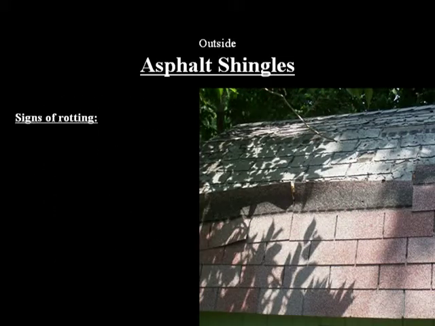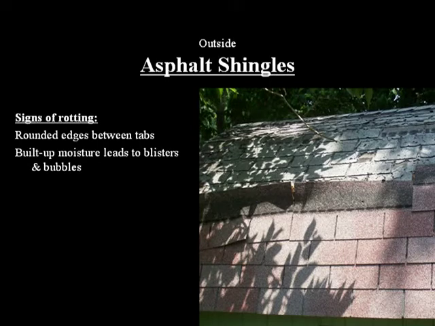An early sign of rotting shingles is the rounding of the edges between the tabs. This symptom indicates that the mat is absorbing moisture. Moisture that is absorbed into the upper layer will eventually bubble up or blister. Curling is part of the general aging process and is caused by the exposure to ultraviolet rays from the sun.